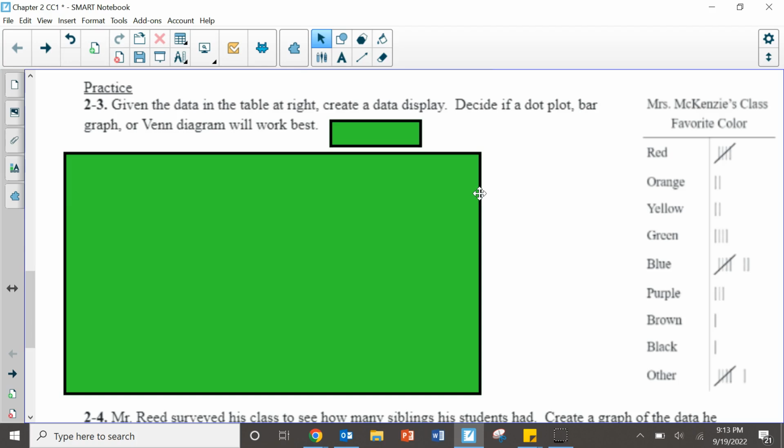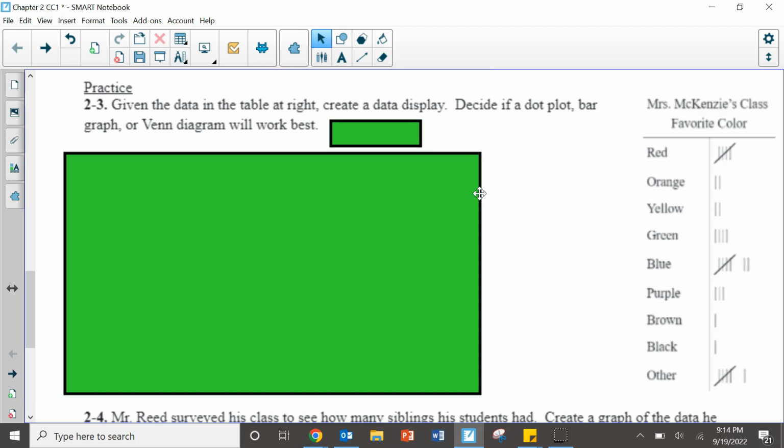So if I'm looking at this, okay, and I look at my options, a dot plot, I don't really need a number line. A bar graph could work, because again, if I say your favorite color, I'm usually referring to just one, okay? And that shows frequency of categories.